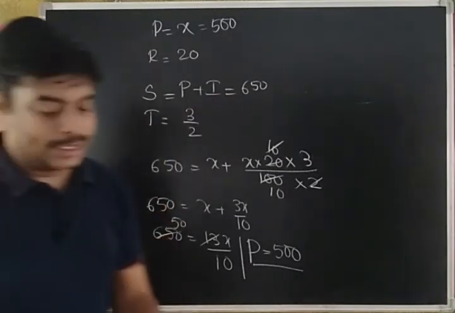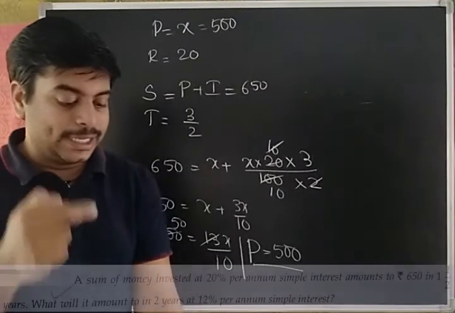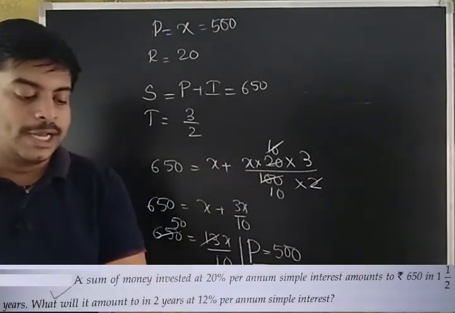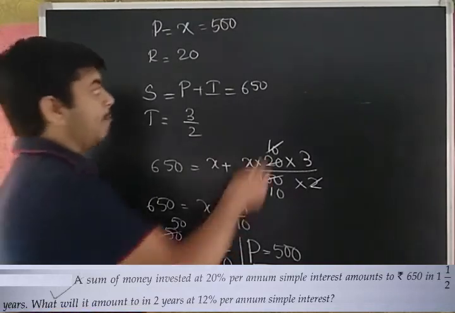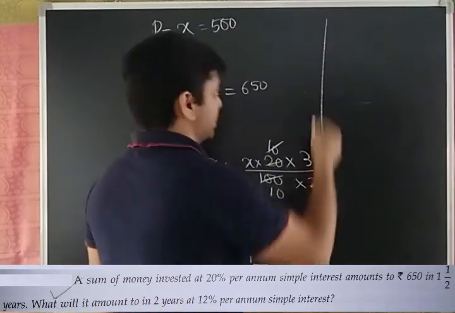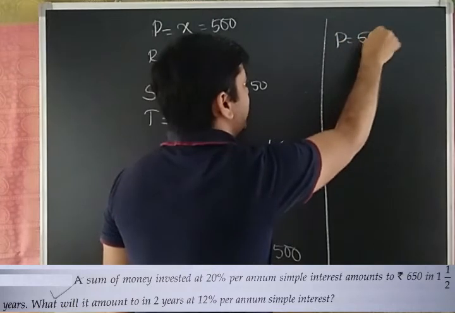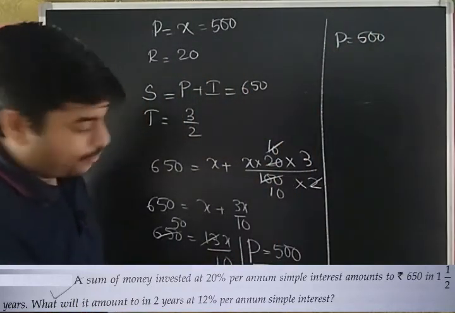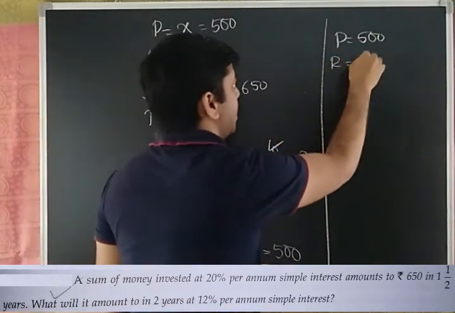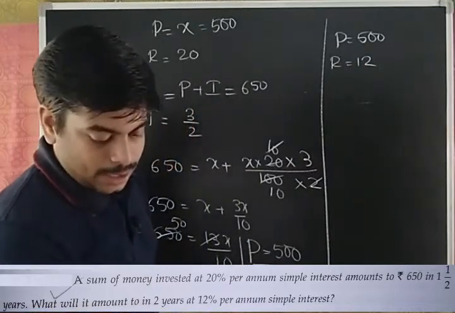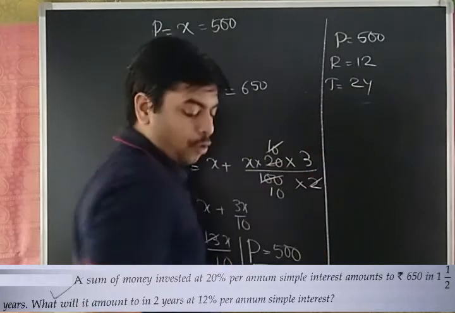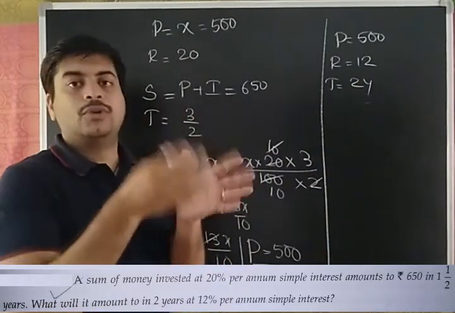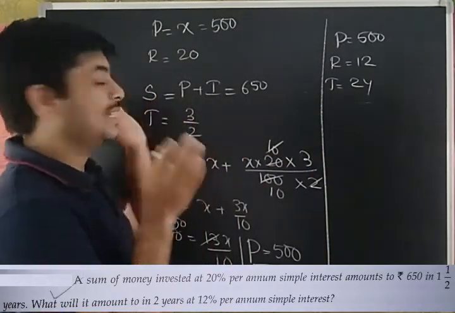Now the question is this. What will it amount to in 2 years at 12% per annum? So we have the principal now. No need to go again and check the principal. So principal is 500 and rate is 12%, and the time period is 2 years. What will it amount to? That means we need to find the final sum.